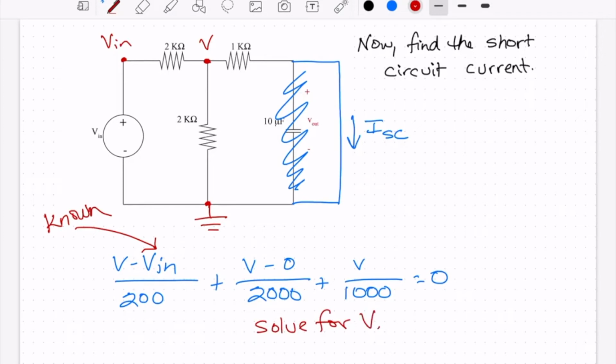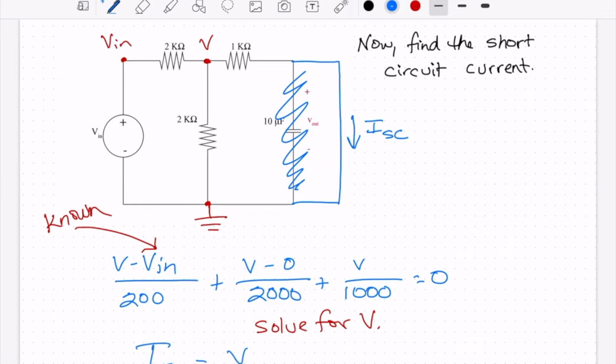But V is not what we were looking for. We were looking for the short circuit current. But the short circuit current is this current, right? And that's going to be the same as the current through that 1K ohm resistor in this direction, right? So now we know that I short circuit is equal to V minus 0 over 1,000.